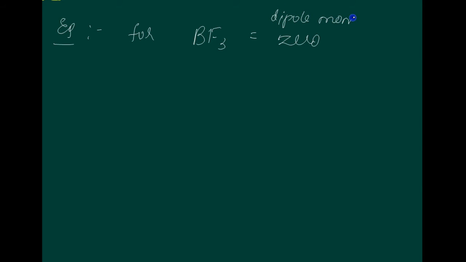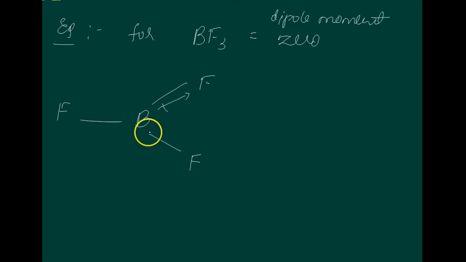Next, I will write down one example for this dipole moment. Consider the tetraatomic molecule, for example, BF3. Its dipole moment is 0, because the B-F bonds are oriented at an angle of 120 degrees to one another. So B in the center, and F, F, F around it.